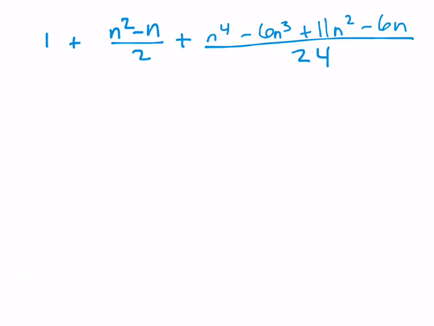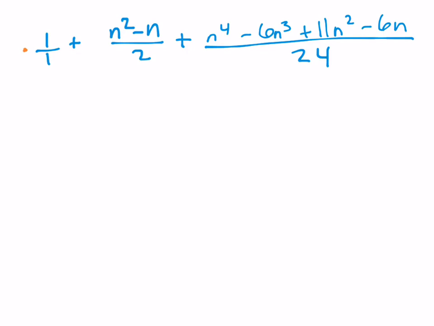Okay, so we are almost to the formula. There's one more thing we would want to do here, and that's to combine these 3 things that are being added into one big fraction. So to do that, we want to get a common denominator. So right now the denominators are 1, 2, and 24. So the least common denominator of those 3 would be 24.